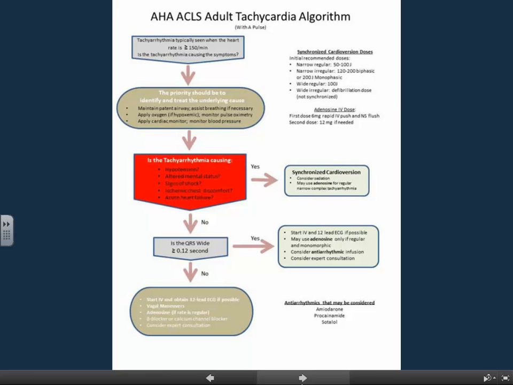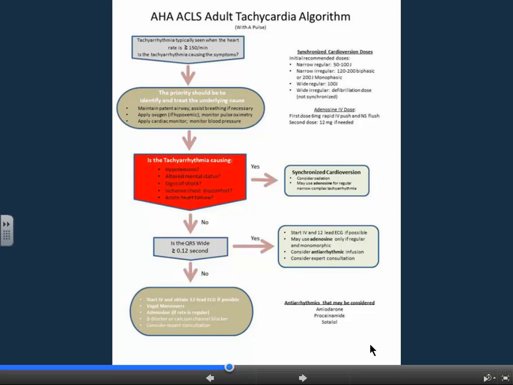If we're going by the algorithm, let's go ahead and throw some oxygen on her. She's 93% anyways, right? But she's stable. Narrow complex, stable. What are we going to do? Following the algorithm, is it causing hypotension, altered mental status, signs of shock, ischemic chest discomfort, or acute heart failure? No, it's not. Is the QRS wide, greater than or equal to 0.12? No. All right, so start IVs.